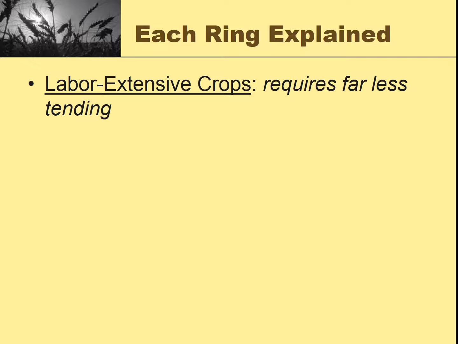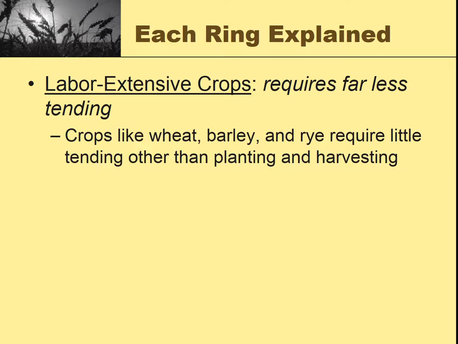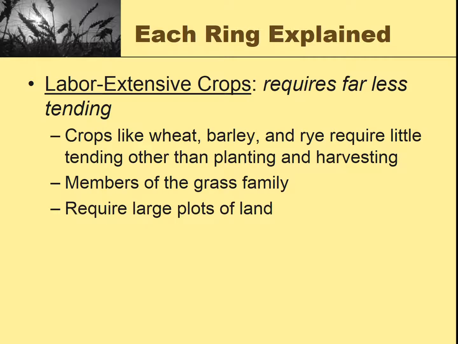The next concentric ring beyond the forest are labor-extensive crops, crops that require far less tending as opposed to strawberries, which require daily weeding and attention. Crops like wheat, barley, and rye require little tending other than planting or harvesting. There's not much work to be done in between. As we discussed with the grain farming section of MDC agriculture, these are members of the grass family and therefore need a large plot of land to spread out.